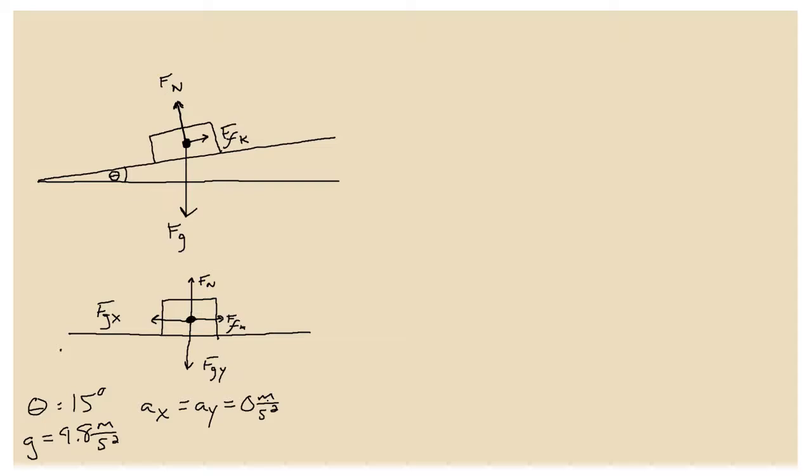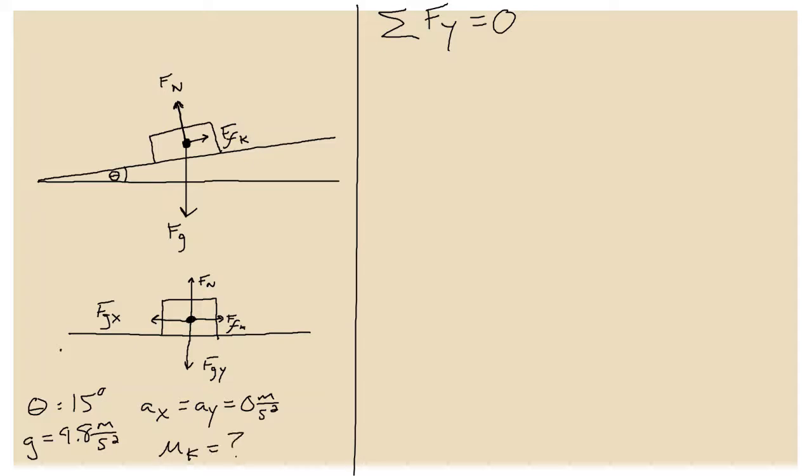Now, your first move after you draw the free body diagram is to write the equations from the free body diagram, and that's what we're going to do here first. I will start, as I mentioned yesterday, with the sum of the forces in the y direction, because it always makes sense to do that with these friction problems. Since we know the acceleration in the y direction is 0, the sum of the forces in the y direction is going to equal 0.